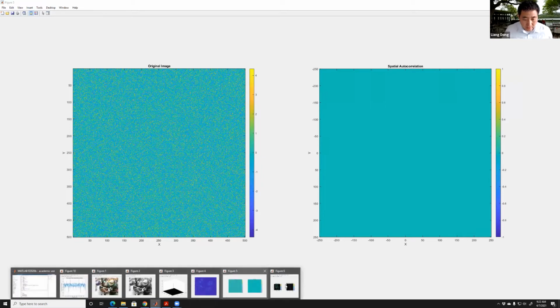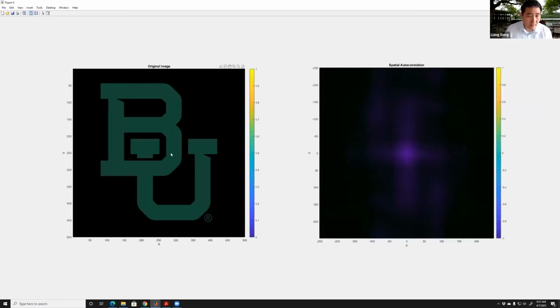The second image we have here is the interlocked BU. I'm choosing the BU in green, with black as the background. So that's the spatial autocorrelation on the right. You can see a little bit here on the top left and the bottom right. Maybe you got some spatial autocorrelation. We can try different things. You can use some other pictures that may have a pattern. If the picture has a periodic pattern in space, then you can see some meaningful large values in the spatial autocorrelation.